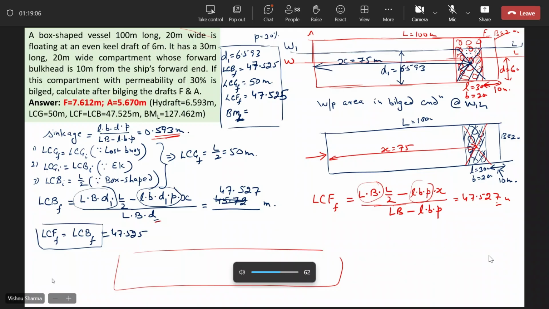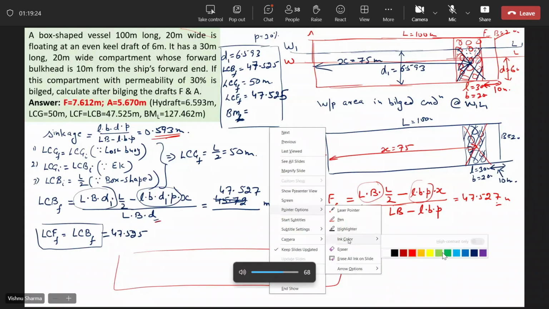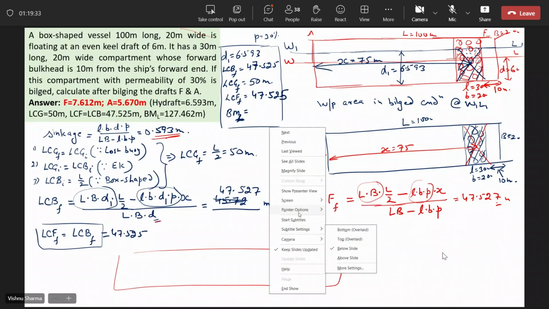Okay. Now, what is left in the table, in the things that we need? D1 we have, LCB we have, LCF we have, LCG we have. Only thing missing now is... Guys, in moment of inertia, what was the formula for BML? What was the formula for BML, class? IFF by ICL intact water plane upon volume. Very good, Amit.